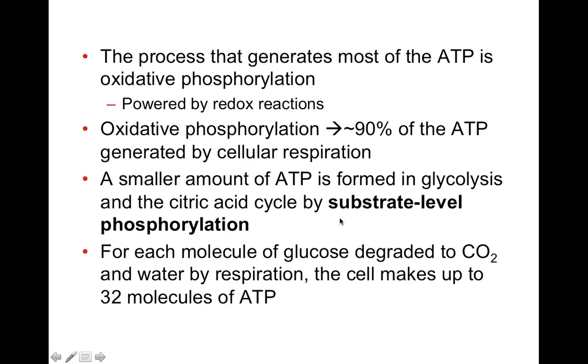And that's called substrate level phosphorylation, is the method that we use to produce the ATP. So for each molecule of glucose that eventually is going to end up as carbon dioxide and water, the cell is going to make up to 32 molecules of ATP.